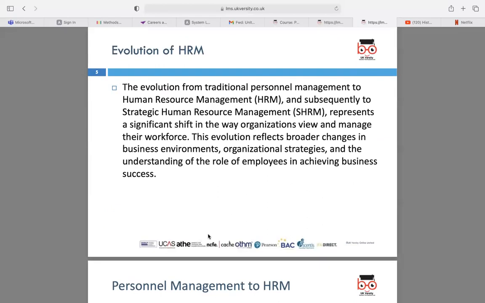So basically, in the video as well, what we saw, there has been an evolution from all of the traditional personnel management to human resource management. And now we're looking at the different strategies in human resource management, or strategic human resource management essentially. And this evolution shows the changes in not just the business environment, but how organizations are putting their strategies in place and how they're looking at growing in the next few years.